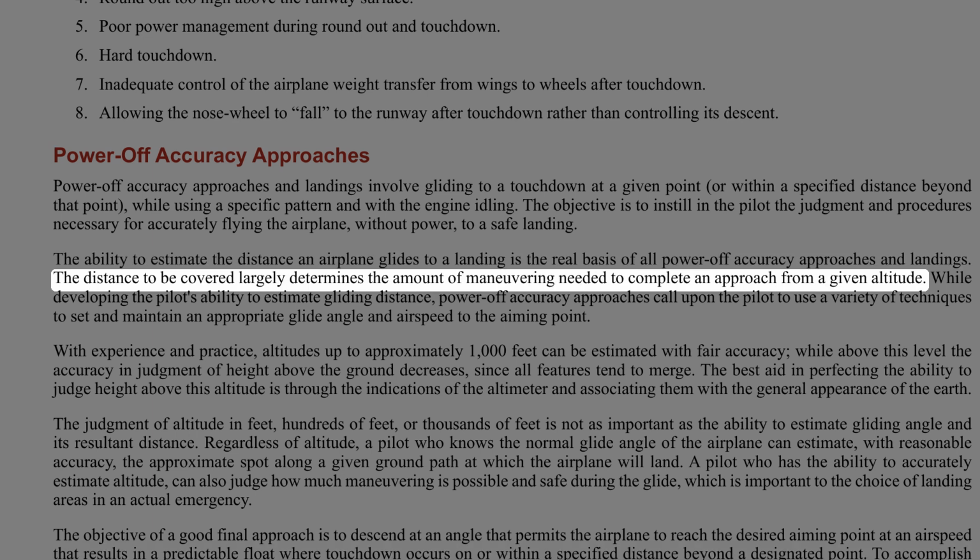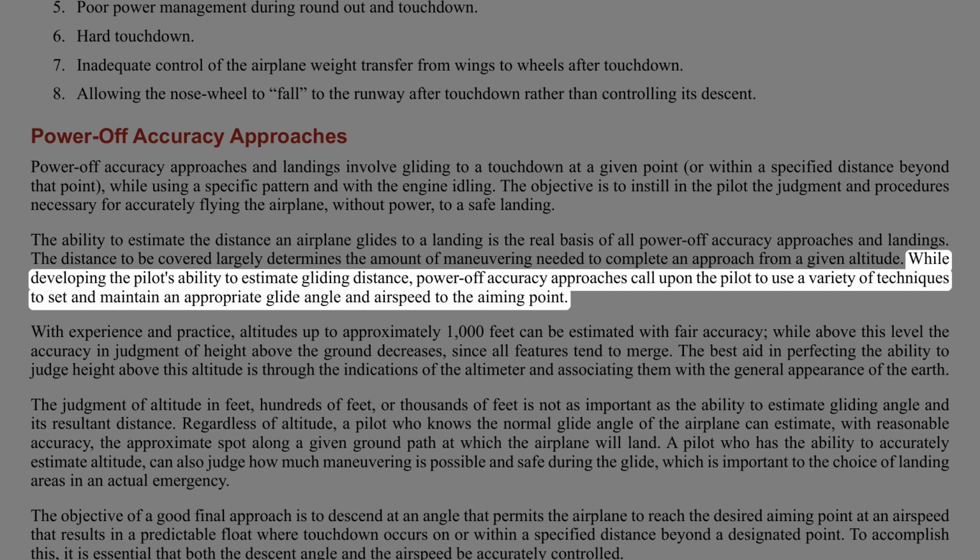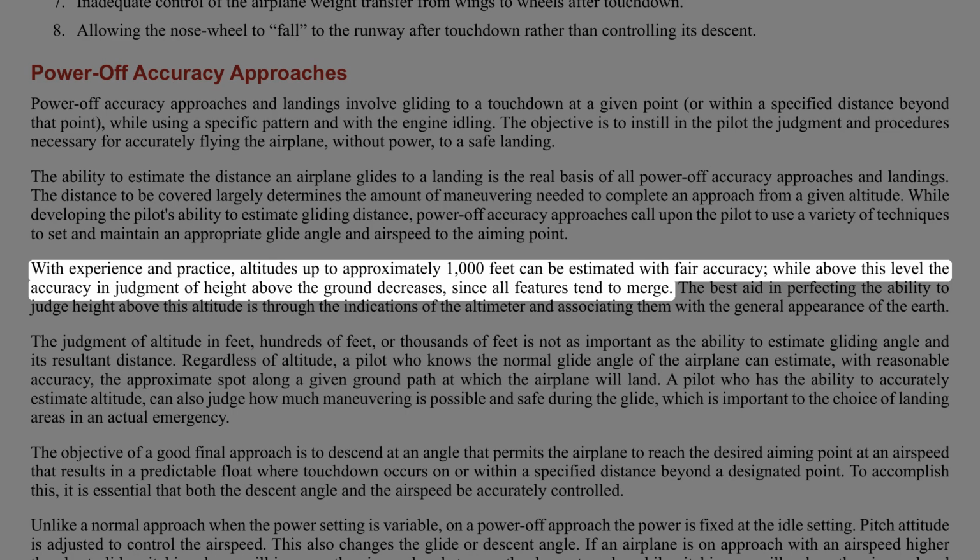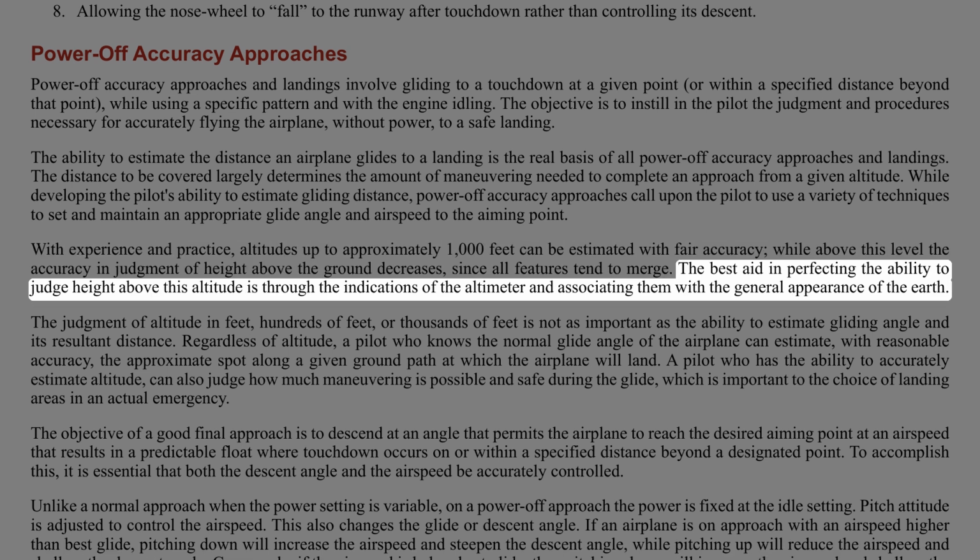The distance to be covered largely determines the amount of maneuvering needed to complete an approach from a given altitude. While developing the pilot's ability to estimate gliding distance, power-off accuracy approaches call upon the pilot to use a variety of techniques to set and maintain an appropriate glide angle and airspeed to the aiming point. With experience and practice, altitudes up to approximately 1,000 feet can be estimated with fair accuracy, while above this level the accuracy in judgment of height above the ground decreases, since all features tend to merge. The best aid in perfecting the ability to judge height above this altitude is through the indications of the altimeter and associating them with the general appearance of the Earth.